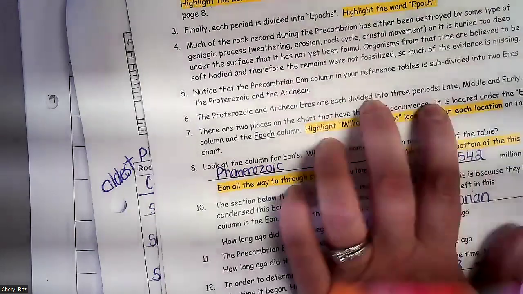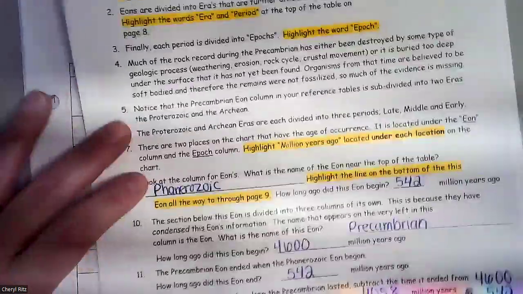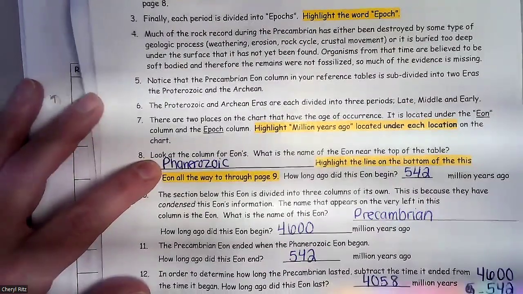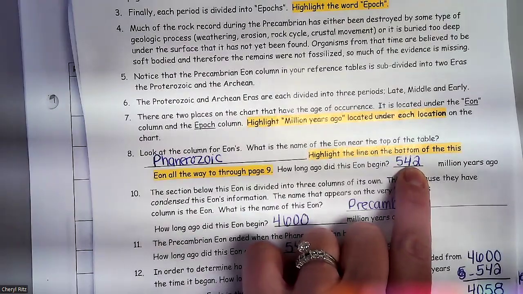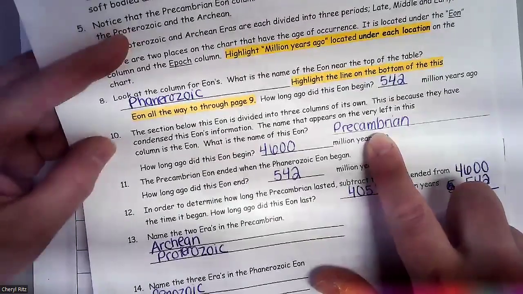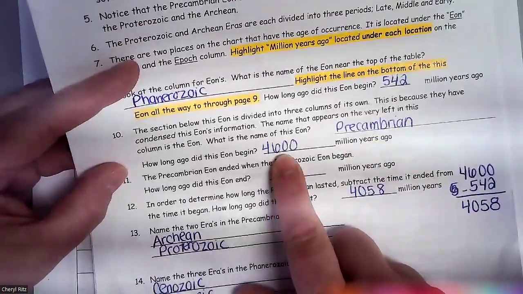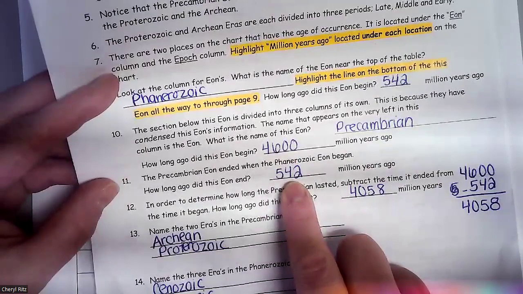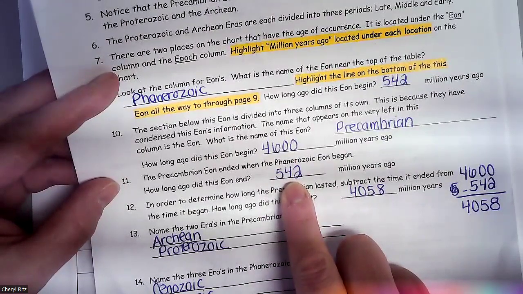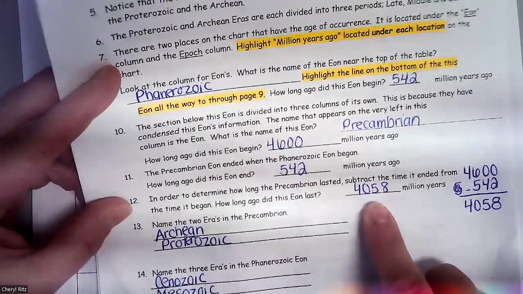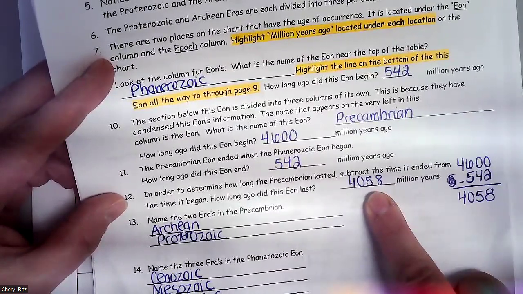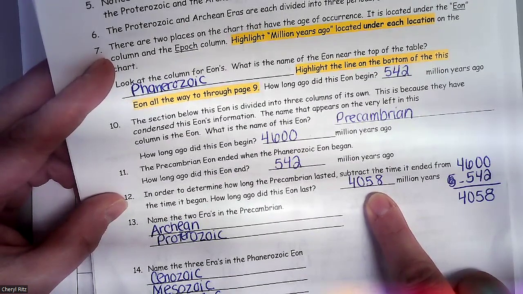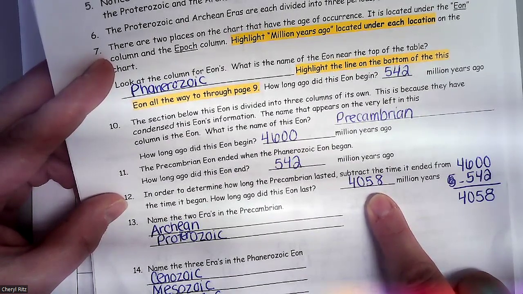So hopefully you did all of the highlighting amazing. The first thing you had to write was number 8. That should have been the Phanerozoic, 542. Guys, check your work. If you didn't do it, change it. Number 10, Precambrian, 4,600. Number 11, 542. Number 12, all you had to do was subtract those two numbers and you should have got 4,058. Yes, ma'am. You should be exactly on. There should be no wrong answers here.